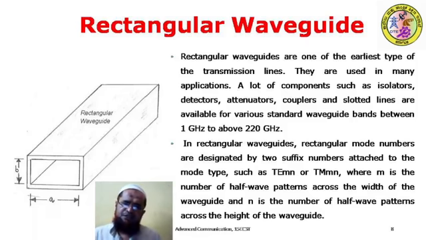They are called isolators. We have the detectors, radio energy detectors, attenuators to introduce a loss. Similarly, couplers to couple the energy from one point to another point. Slotted lines are basically used for matching the impedances. We have already seen this in the last semester itself. So all those things are going to work for the microwave frequency band.